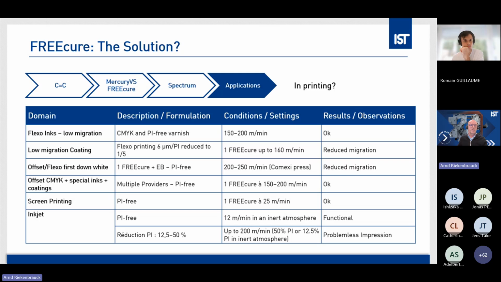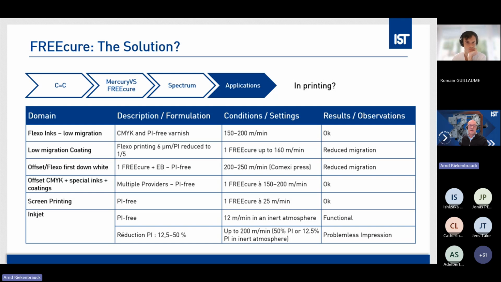And then we have a couple of formulators now proposing offset inks, entirely PI free. Here again, the average speed we reach is between 150 and 200 meters per minute with very, very good curing results. Screen printing, it's clear we find here thicker ink layers, so we saw results with one FREEcure at 25 meters per minute, but still completely photoinitiator free.